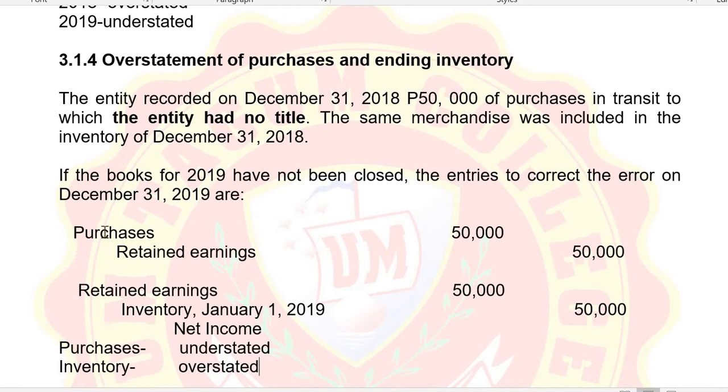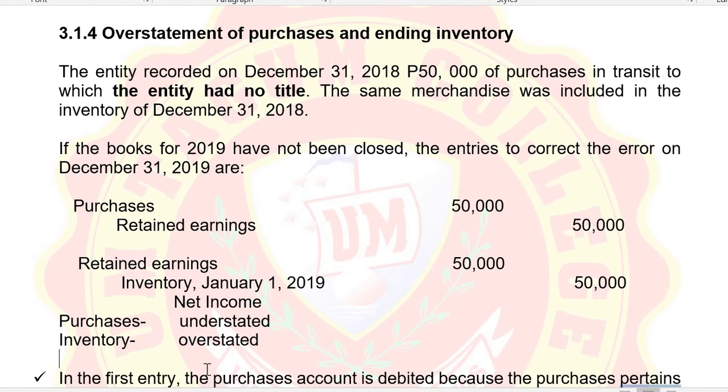So, you'll debit purchases for 50,000, and since the overstatement of purchases understated your net income, you'll credit retained earnings for 50,000. For inventory, since your ending inventory for 2018 is overstated, your beginning inventory is also overstated. And since the error resulted in an overstatement of net income, the retained earnings is overstated with respect to the inventory error. So, you'll debit retained earnings for 50,000, credit inventory for 50,000.